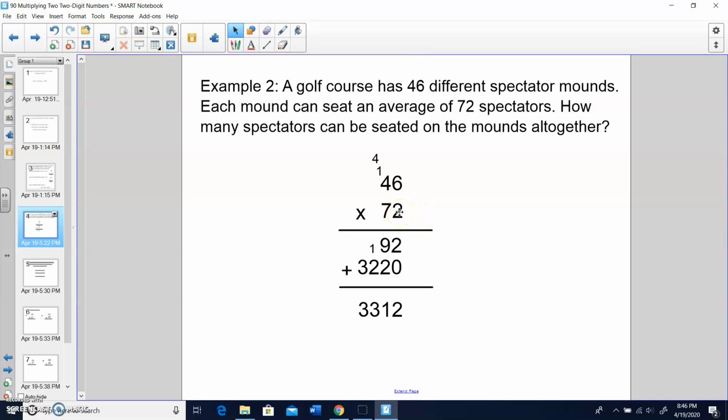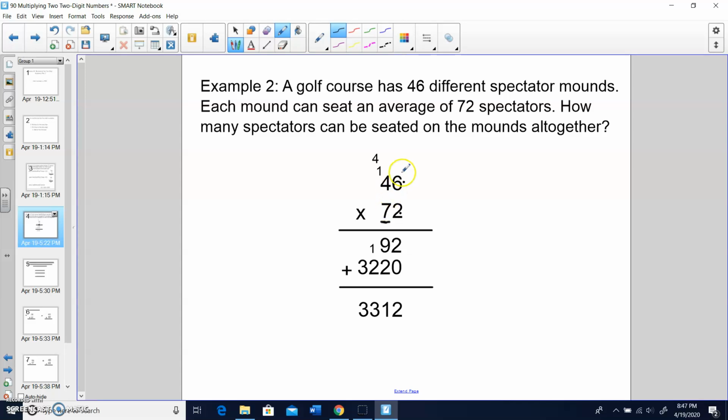Okay, so for my first step, I'm taking 2 times 6, which is 12. My 2 comes down, I carry up the 1. 2 times 4, still in the ones place, is 8, plus this 1 that I carried up is 9. Okay, now I've multiplied both by the ones place. I'm going to move to the tens place.